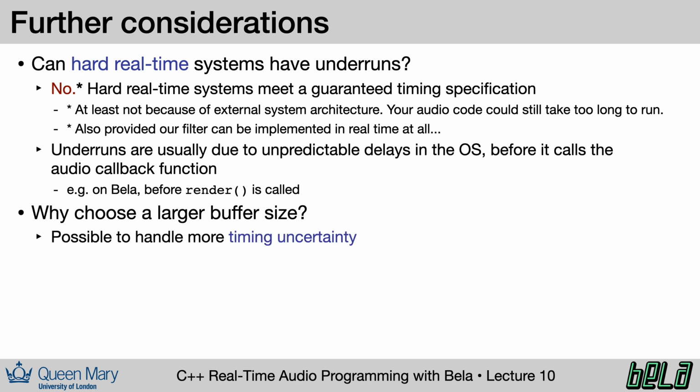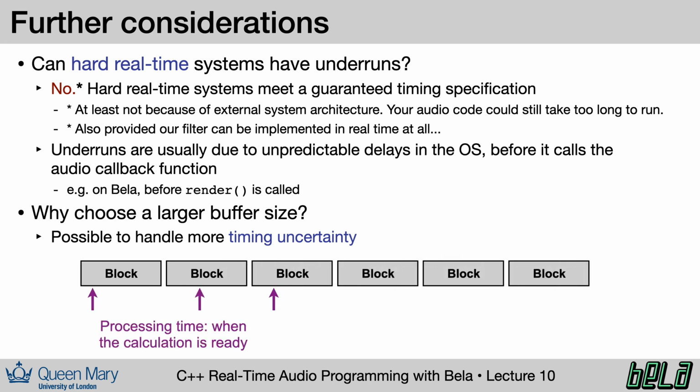The reason for this is that we can handle more timing uncertainty. For example, here, if the arrows show you when our audio processing finishes, you can see that we end up with an underrun here where the processing wasn't done by the end of the block. But if the blocks were twice as long, we might have been able to handle that timing uncertainty more effectively.